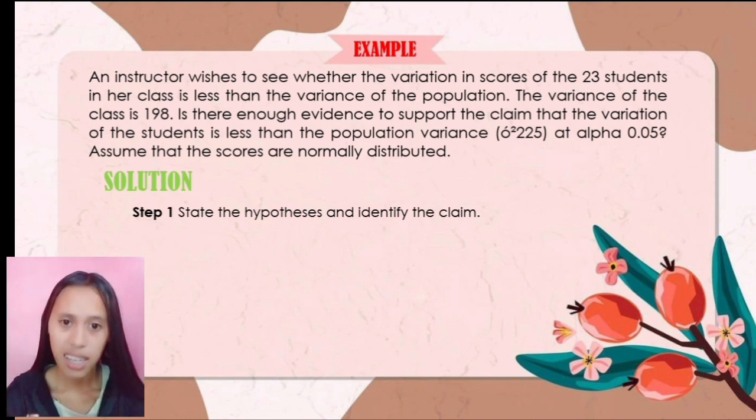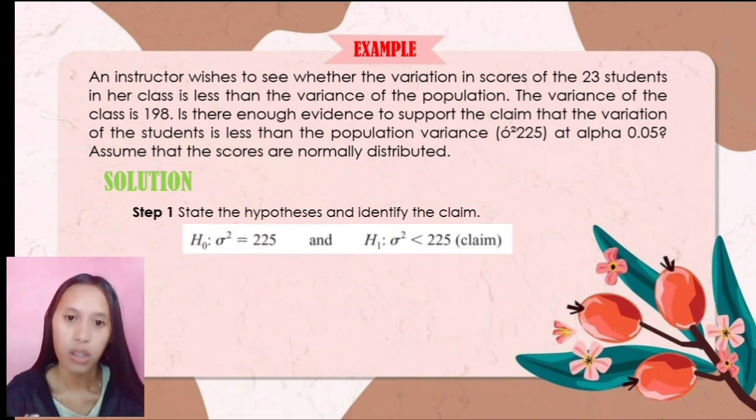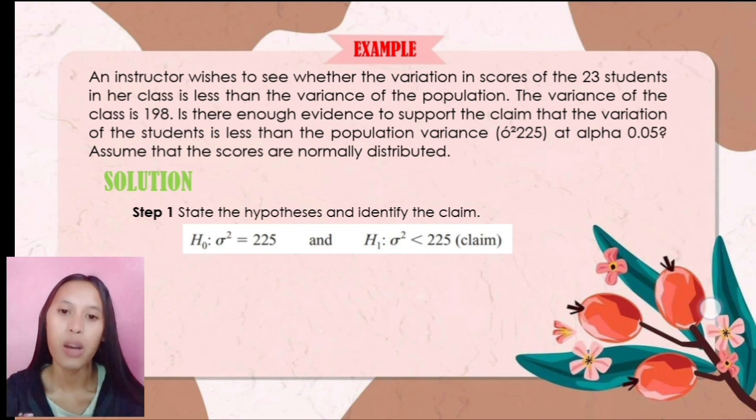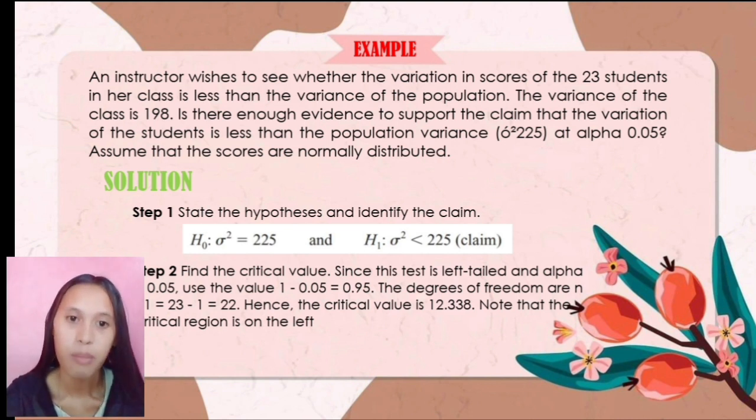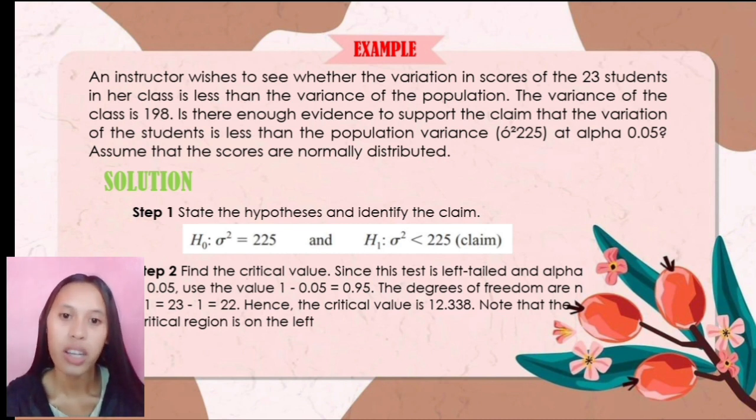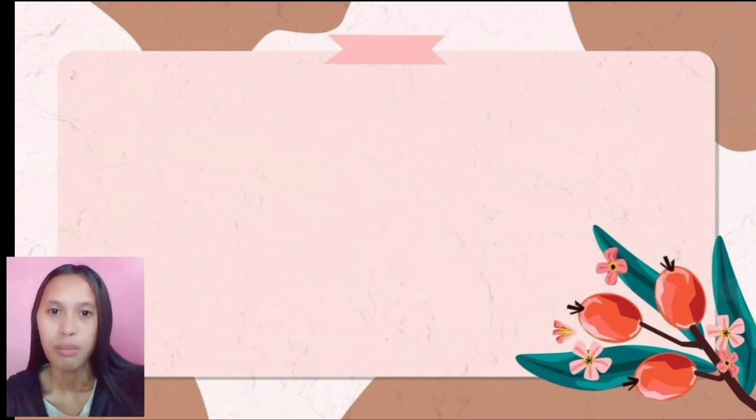So in our step 1, let us state the hypothesis and identify the claim, where the population variance is equal to 225 and the population variance is less than 225, which is their claim. In our step 2, find the critical value. Since this test is left-tailed and alpha is 0.05, use the value 1 minus 0.05, which is equal to 0.95. The degrees of freedom are n minus 1, which is 23 minus 1, equal to 22. Hence the critical value is 12.338. Note that the critical region is on the left as shown in our figure above.